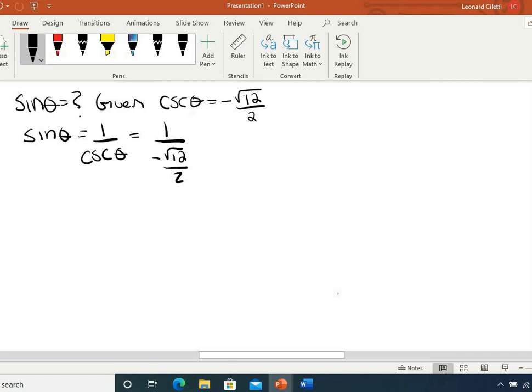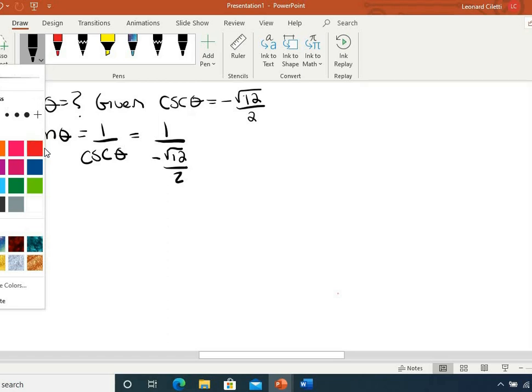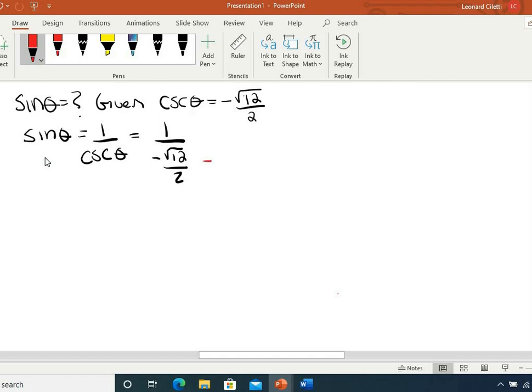So we have sine of theta equals 1 over cosecant of theta, and we substitute in negative square root of 12 over 2 for cosecant of theta. So we have 1 divided by negative square root of 12 over 2. When we do that, we have to multiply by the reciprocal. Remember, we're going to multiply the numerator and the denominator by negative 2 divided by the square root of 12.